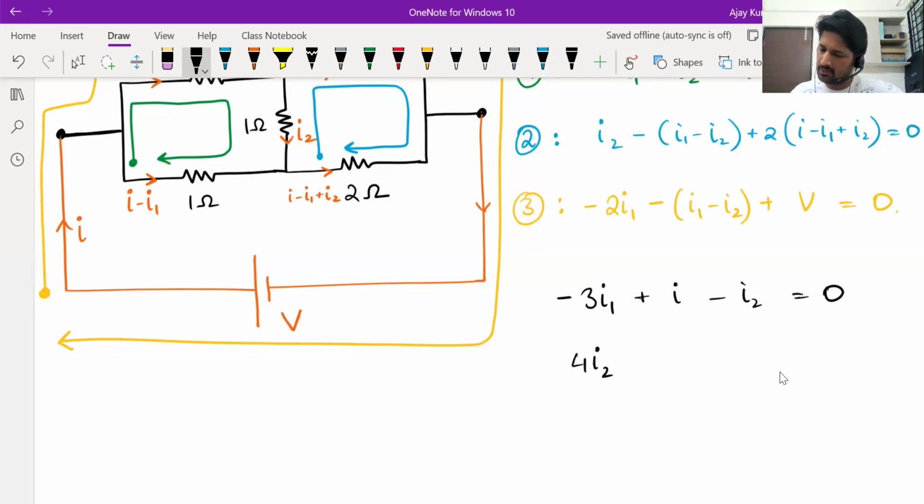And then minus I1 is there, minus 2I1 is there, so minus 3I1. And is there any I? There is a 2I, is equal to 0. And in the third equation, minus 2I1 minus I1 is minus 3I1. Minus of minus is plus I2, plus V is equal to 0.